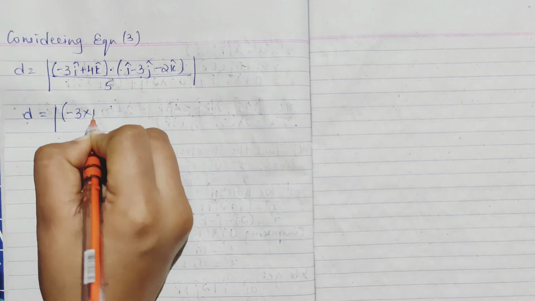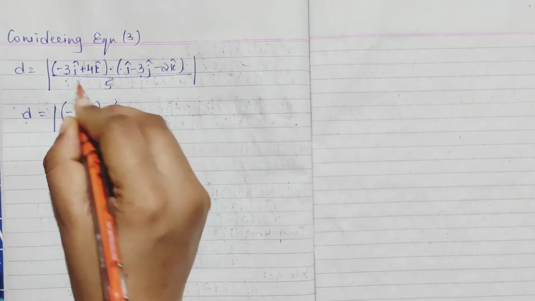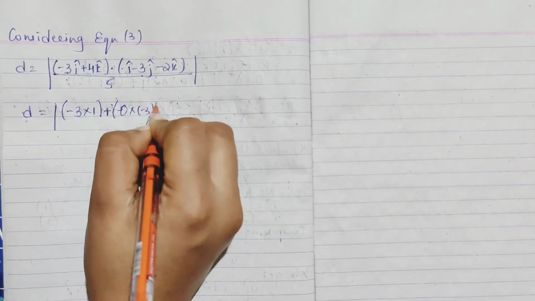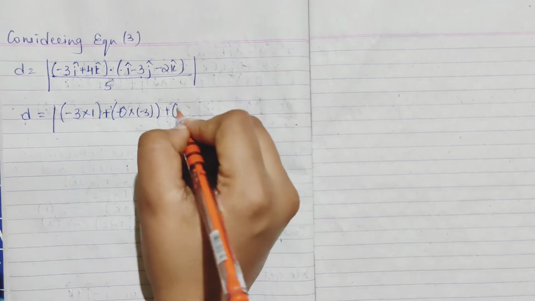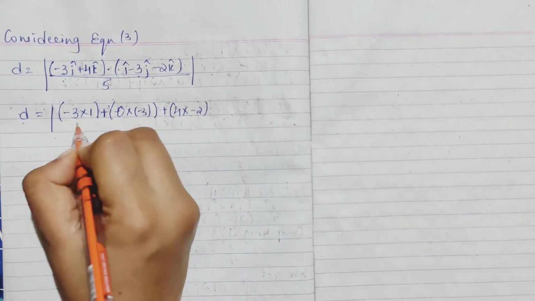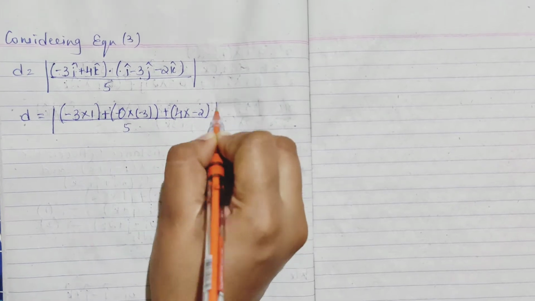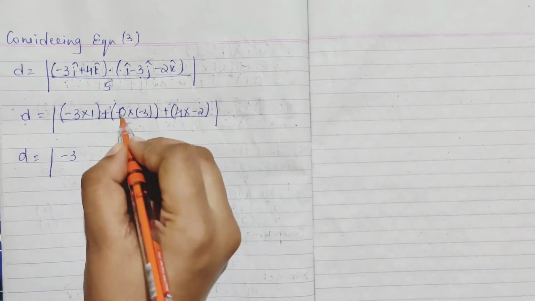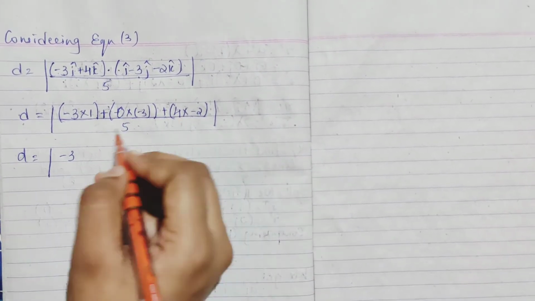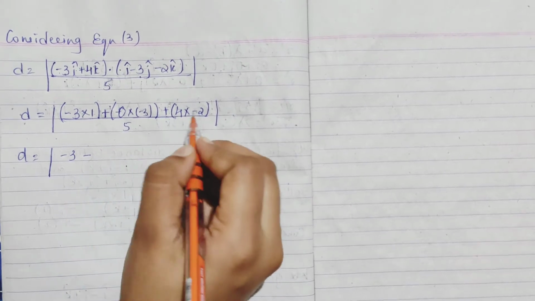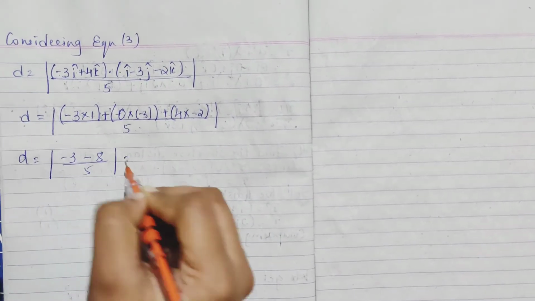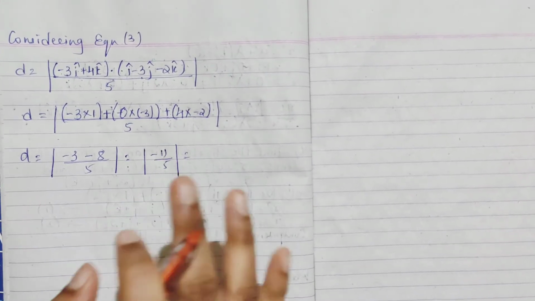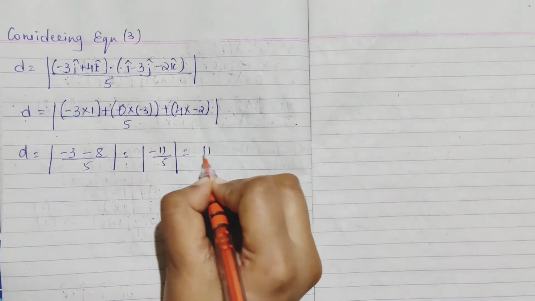Minus 3 into 1 plus, see here j it is 0, so it will be 0 into minus 3 again, plus here it is 4, 4 into minus 2. And again whole divided by 5 you have already. So d, what you will get: modulus of minus 3, 0 into it will be 0 only, plus into minus, minus 4 2s are 8, divided by 5. So you will get minus 11 by 5, but it is modulus, so modulus comes on the positive side only, so it will be 11 by 5.